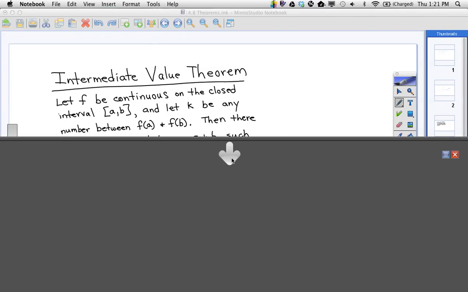So let f be a continuous function on the closed interval [a, b]. So you notice that same kind of thing there in the hypothesis. But now we're going to add to that. And let k be any number between f(a) and f(b).